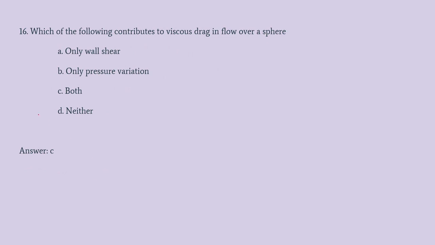Next question, which of the following contributes to the viscous drag in a flow over a sphere? This is a classic problem in fluid mechanics. Sphere or cylinder, what are the factors that affect the viscous drag over a sphere? Suppose the fluid is flowing towards the sphere.